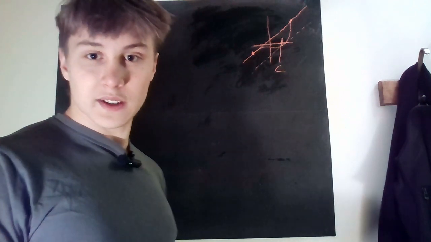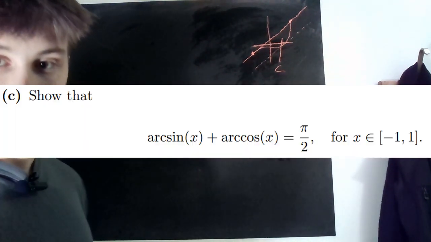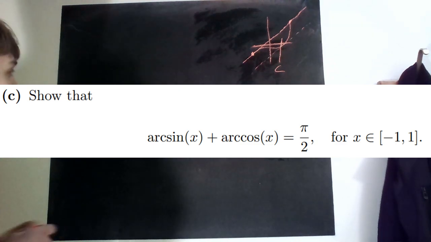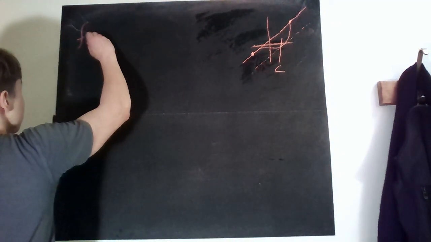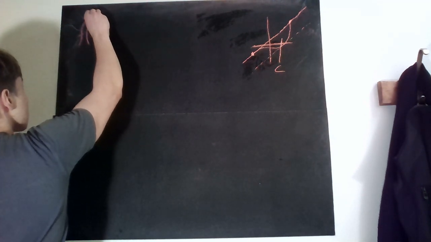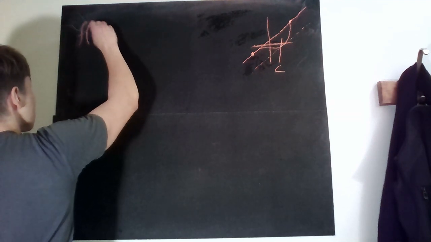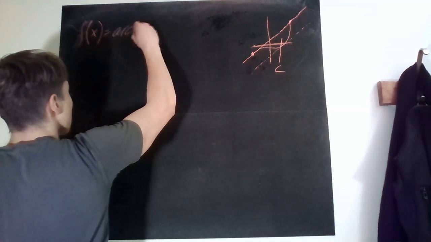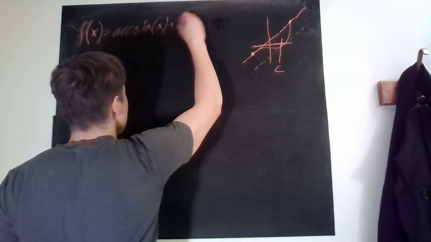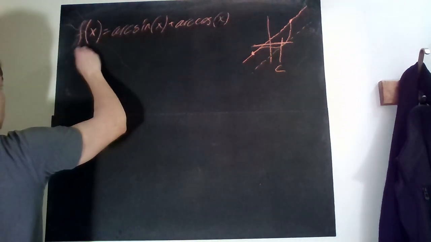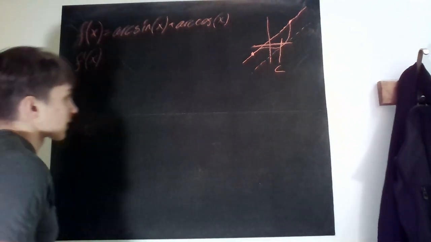So C, show that arcsine plus arccos is equal to pi over 2 for all x within the interval -1 to 1. So then we denote a so-called help function. We denote f of x to just be equal to arcsine of x plus arccos of x. And then we denote the derivative of this. So we want to prove that this is constant.